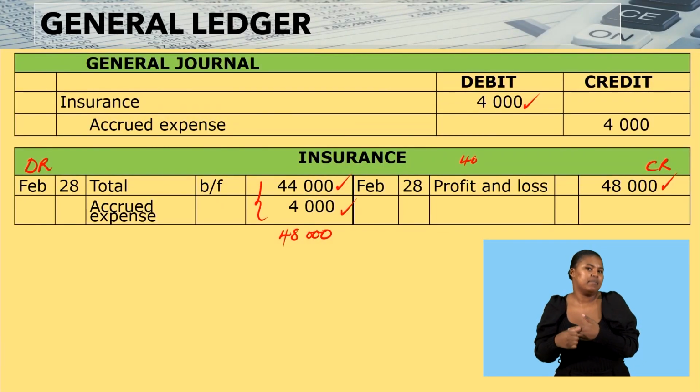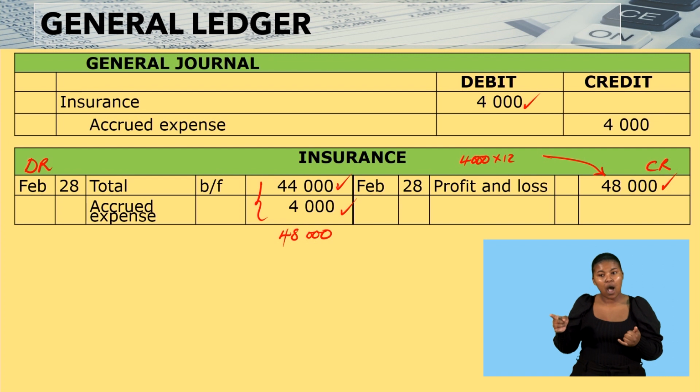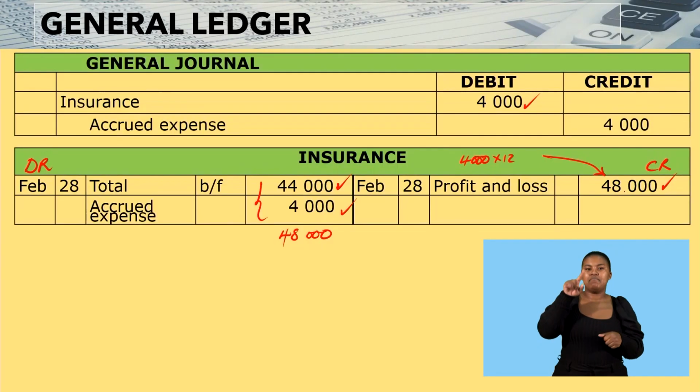48,000 is what we must pay for this financial year for insurance. Our insurance is 4,000 per month. So if you say 4,000 multiplied by 12, it will give you the same 48,000. But in this case, we had already paid 44,000 and we're told 1 month is still outstanding. So in any case, in this account, I must close it off to the profit and loss, and the amount must be insurance for the 12 months.